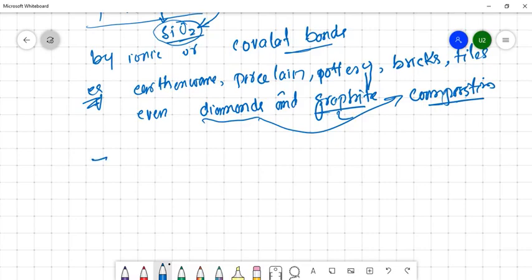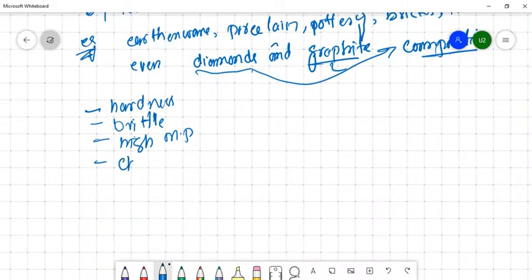One of them is that it is hard, right, and then it is by nature brittle, it can be broken easily, and next it has a high melting point. Write these points in the comment so that you own it. And next, by nature, chemical durability, or let me correct it, durability or inertness. It is chemically inactive, it does not react easily.